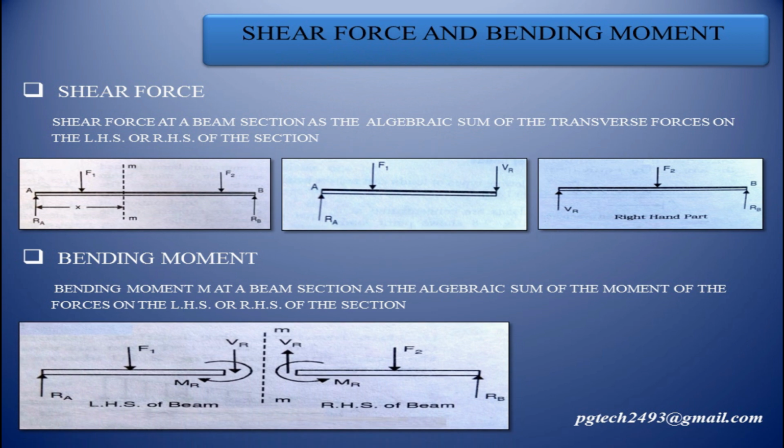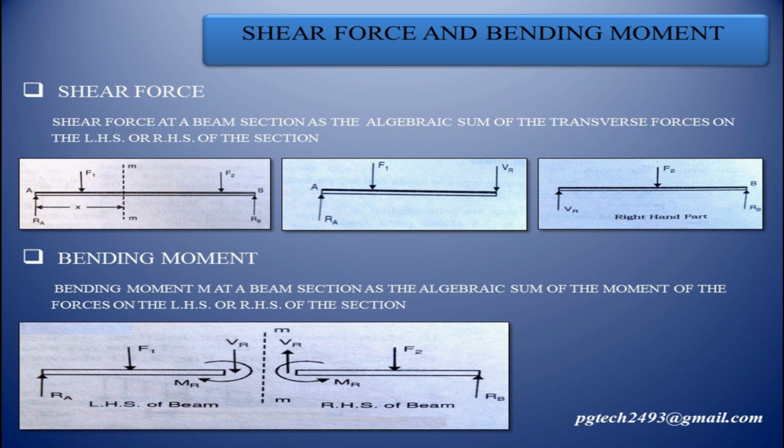Shear force and bending moment. Shear force at a beam section is the algebraic sum of the transverse forces on the left hand side or right hand side of the section. Consider a beam of length AB carrying loads F1 and F2, also the support reactions RA and RB. Take a cutting section mm dividing the beam into two parts. As the beam is in equilibrium condition, the isolated parts after dividing are also in equilibrium condition. Analyzing the left hand side of the equilibrium, we find there is only one load and support reaction on the left hand side.